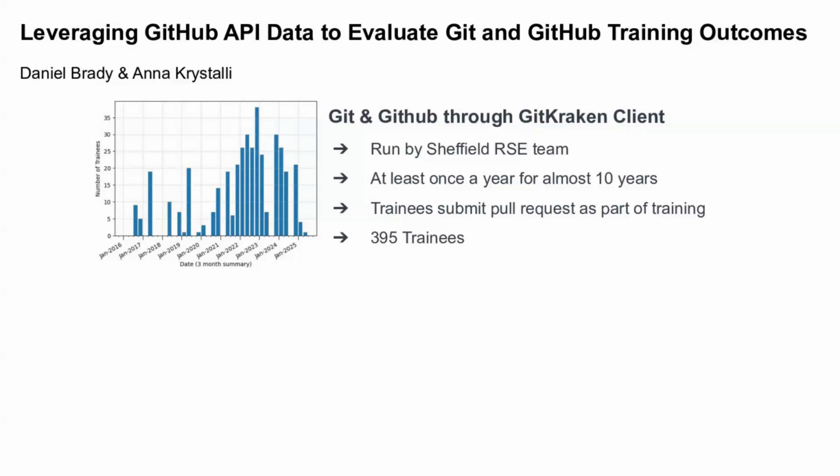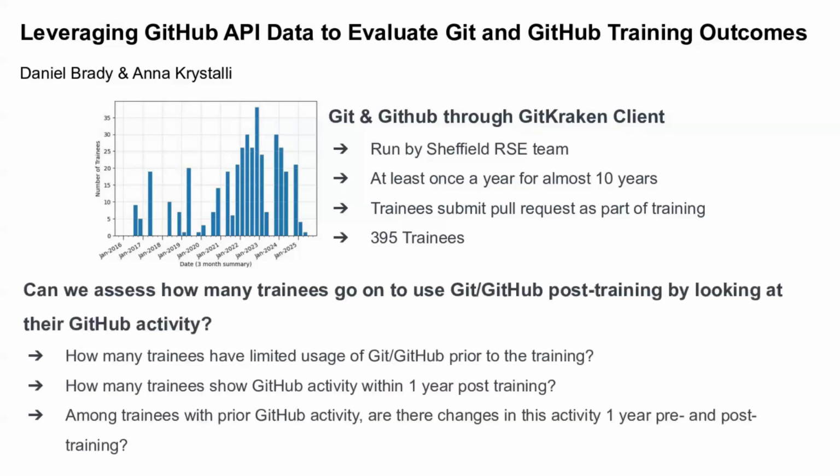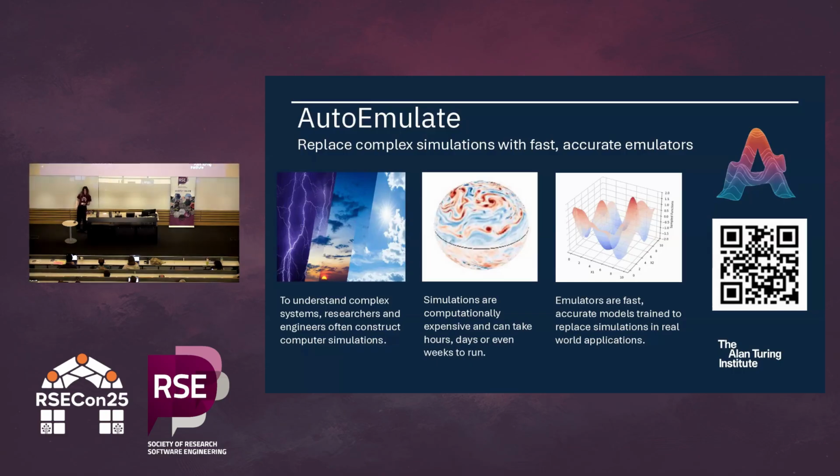We've got about 395 participants. And I looked at how many trainees have limited usage, so how many people registered on GitHub within 30 days of the training, how many have registered before that but don't show any activity, how many of these trainees show activity within 1 year post-training, and if you have prior GitHub activity, does it increase after you do the training? Do you get more confident, do you get happier? I'm not going to tell you anything about that now. You have to come and see me at the poster to find out what I found. Thank you very much.